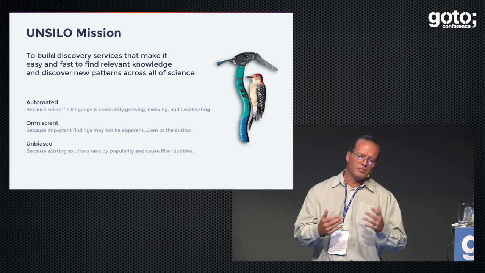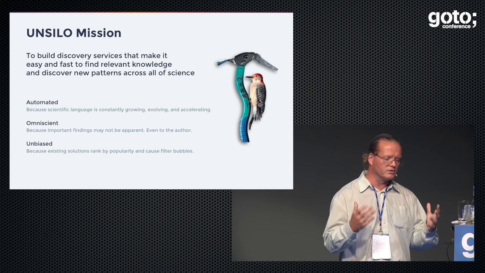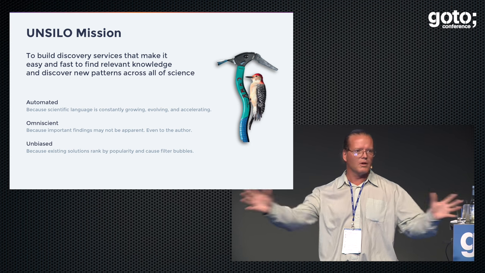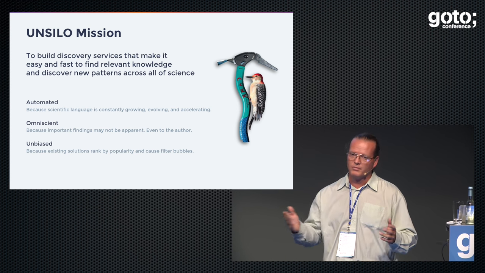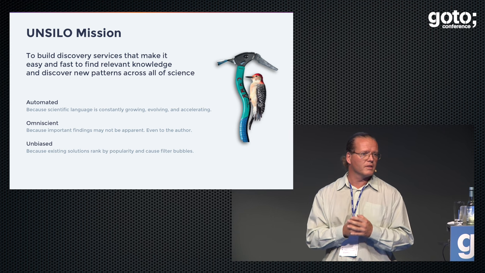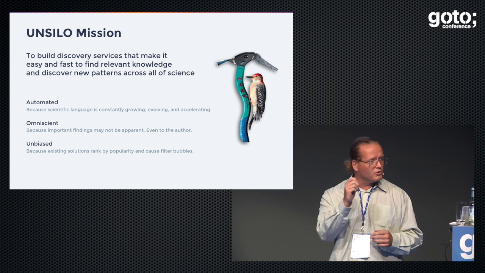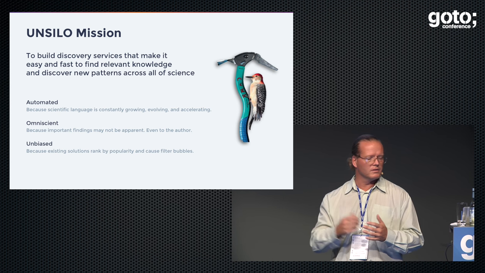So our idea was to build a system of discovery services that could make it easy to find patterns across a lot of unstructured text. Today, or a couple of years ago, the way things were linked when you looked at an article and tried to find something similar was using human-annotated editors' keywords. That's how you find related articles in science.